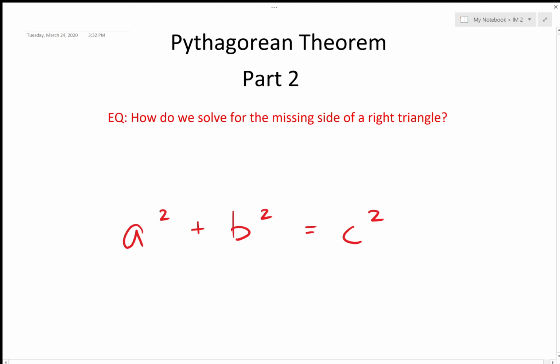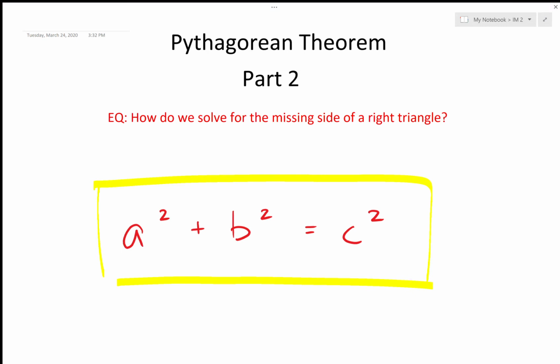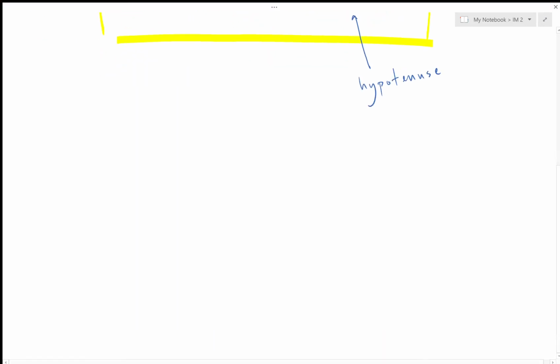So for my avid kiddos out there, I've got an essential question up here for you. How do we solve for the missing side of a right triangle? The way we do that is using Pythagorean's theorem. And again, the most important side of the triangle is C, which is the hypotenuse. All right, so jumping right in, let's start with an example.